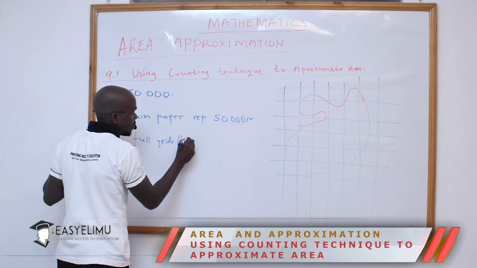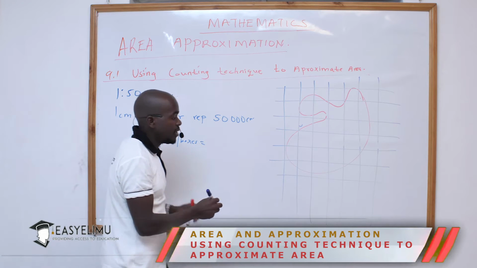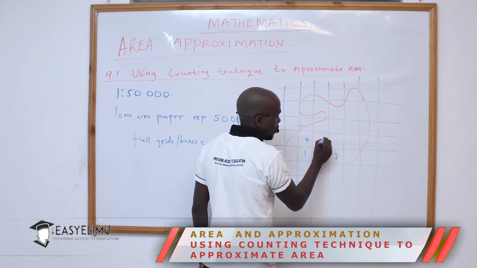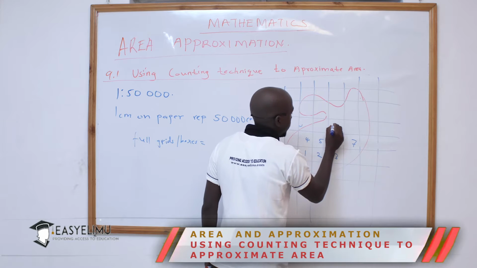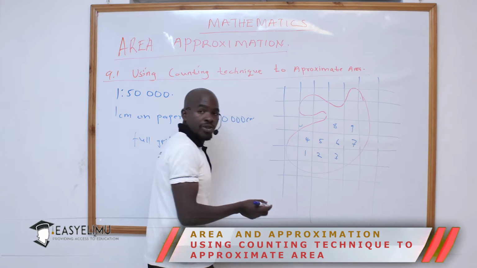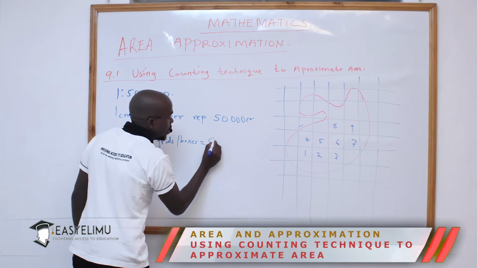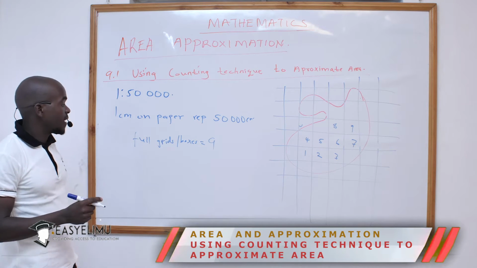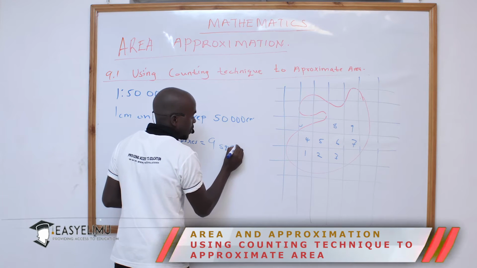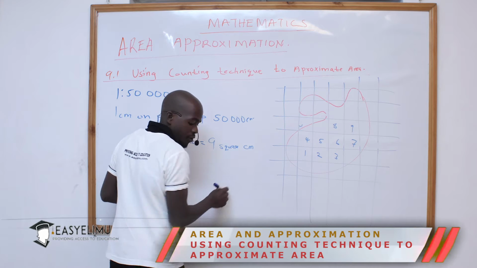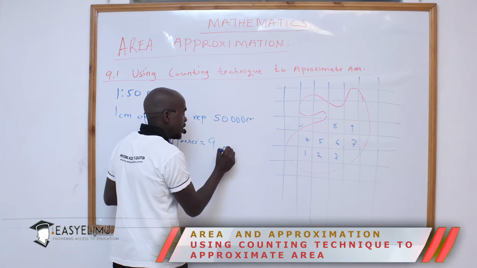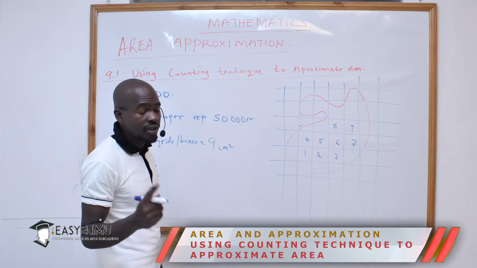We start counting: 1, 2, 3, 4, 5, 6, 7, 8, 9, and they are over. So we find that the total number of full boxes is 9 square centimeters, because each box is 1 square centimeter.